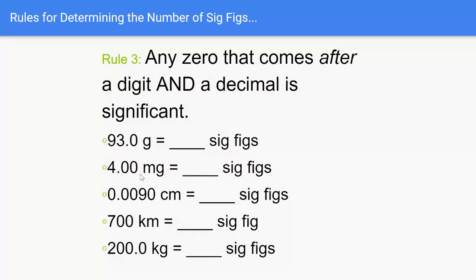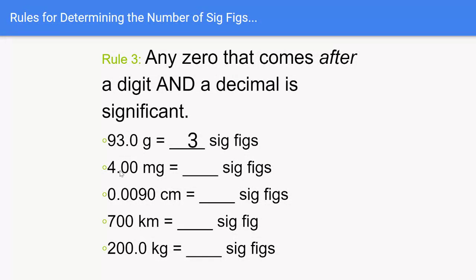The last rule is sometimes the trickiest, and this is that any zero that comes after a digit and, not or, but and a decimal is significant. So any zero that comes both after a digit and a decimal, not just after a digit, not just after a decimal, but it's got to be after a digit and a decimal is significant. So 93.0 grams. This is significant. This is significant. Here's our decimal. This 0 comes after some digits and after a decimal. So that is significant, meaning we have significant, significant, significant. That is 3 sig figs.